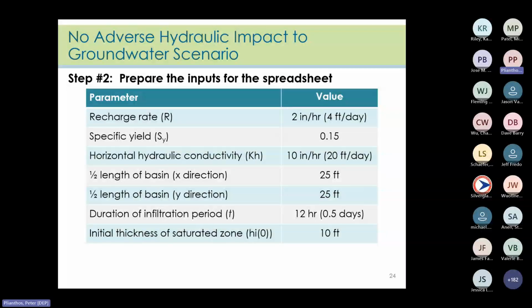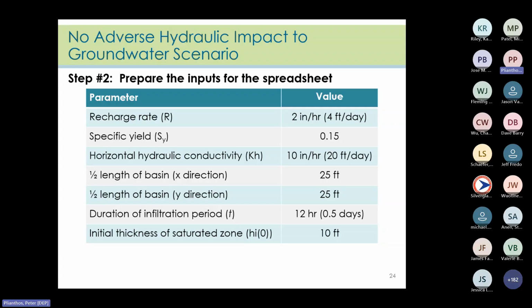When using the hand touch spreadsheet, it is helpful to make a table of inputs and the results, so they are ready to be added in later to the report. These inputs are organized to follow the order they appear in the hand touch spreadsheet. The recharge rate is the first parameter entered into the hand touch spreadsheet, but it needs to be converted to feet per day if you are using the older version. Feet per day is just inches per hour times 2, so here we would use 4 feet per day for R. The specific yield is set equal to the default value of 0.15.